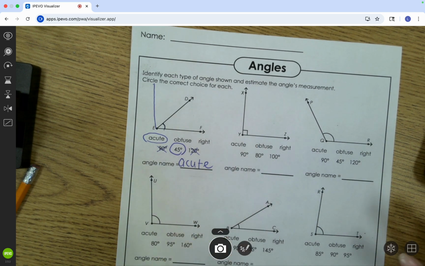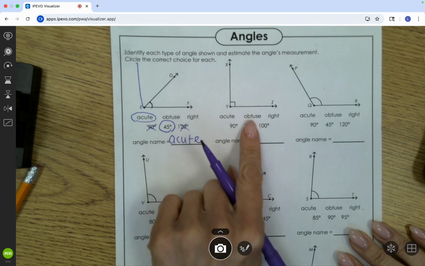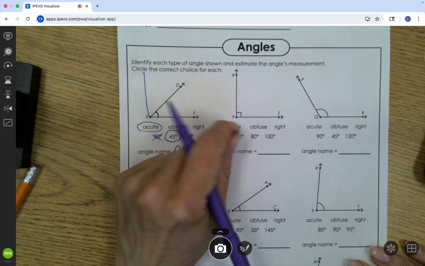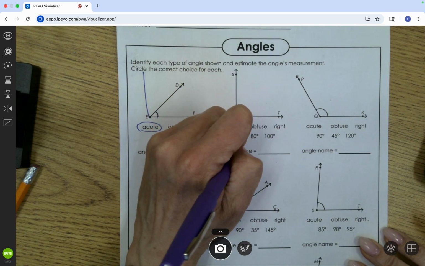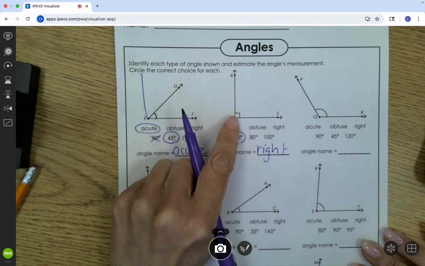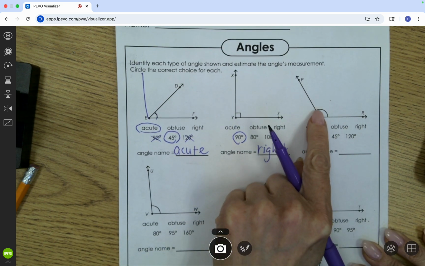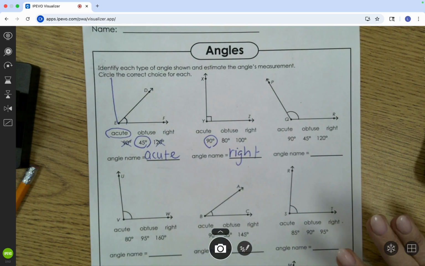And we have our right angle. And this is actually the only angle here that we for sure don't even have to estimate. We know. If it looks like a corner and there's a little square, it is 90 degrees and it is right. This tells me this is 90 degrees. The other angles, I don't know exactly unless I had a protractor, which we'll get to later on.